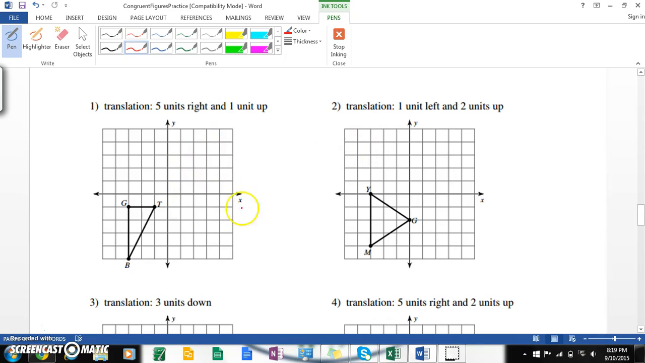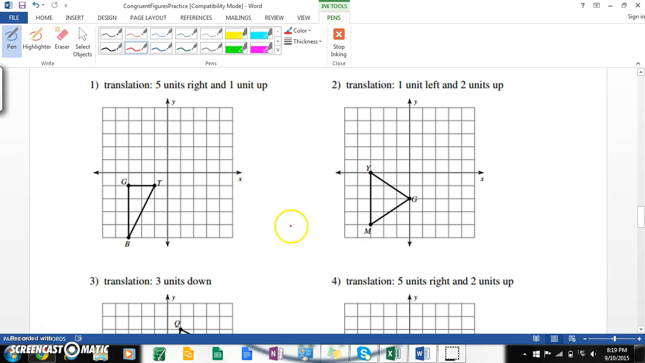Numbers 1, 2, 3, 4 here on this back page get into the issue of the transformations. There are several translations. In this first activity, it gives you the directions 5 units to the right and 1 unit up. Remember, when you go 1, 2, 3, 4, 5, and then 1 unit up, this would be G prime.